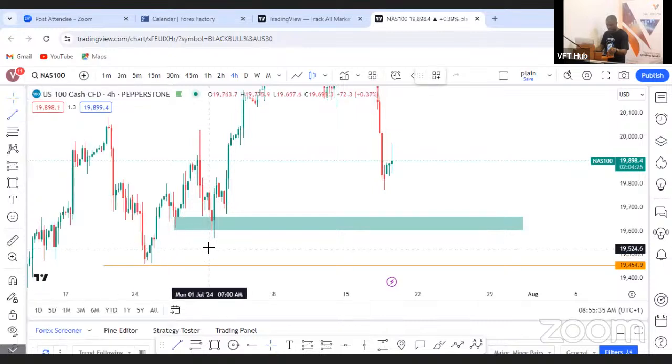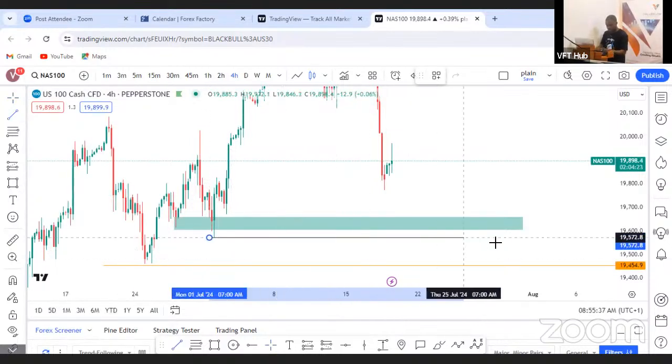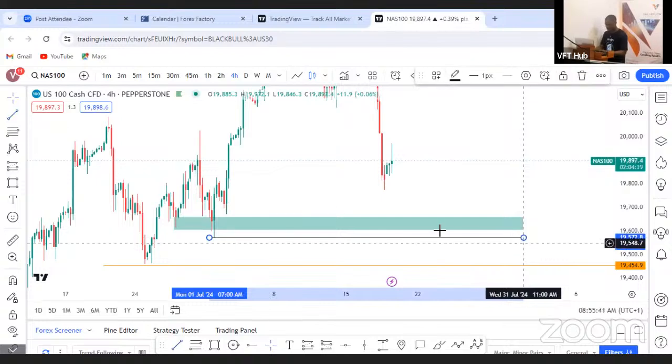I really don't use market structure and liquidity that much again. It's a very valid and powerful concept.